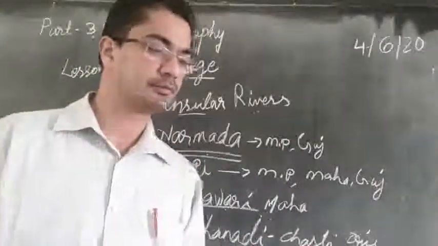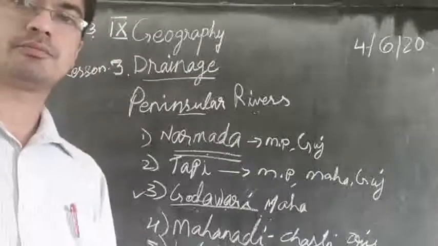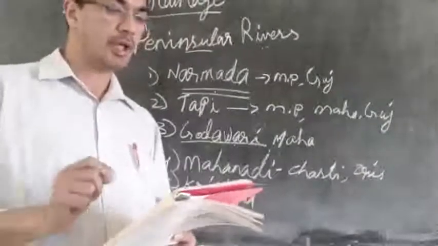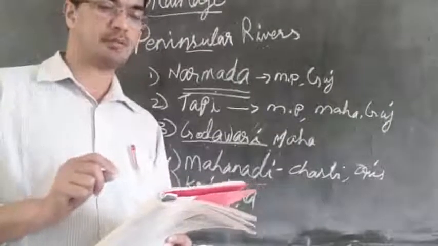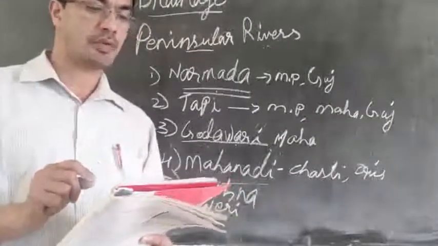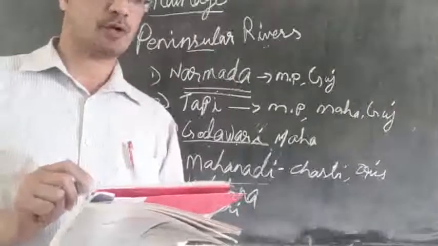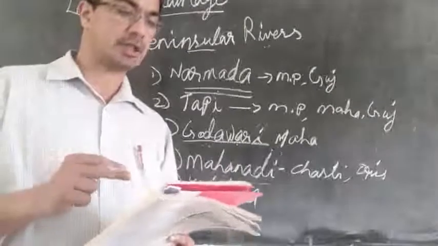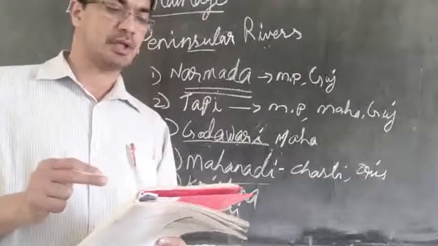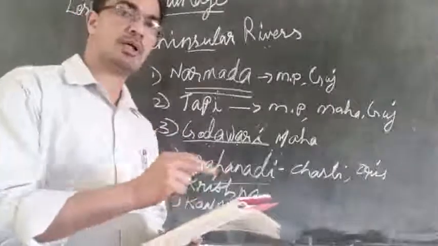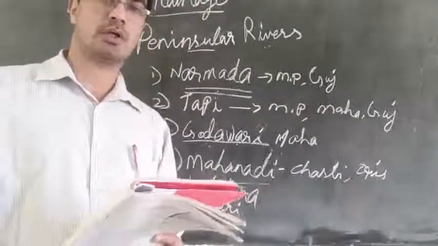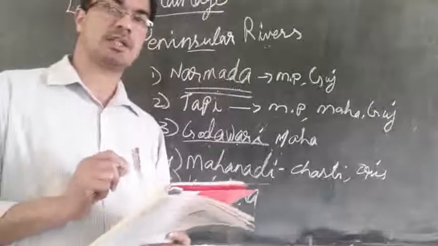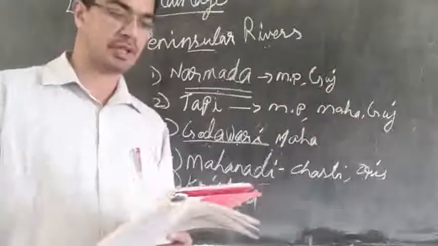Kaveri river basin. The Kaveri rises in the Brahmagiri range of the western Ghats, and it reaches the Bay of Bengal south of Cuddalore in Tamil Nadu. So this river starts from the western Ghats and reaches the Bay of Bengal near Tamil Nadu, at a place called Kudalur. The total length of the river is 760 kilometers, so it is quite small again.